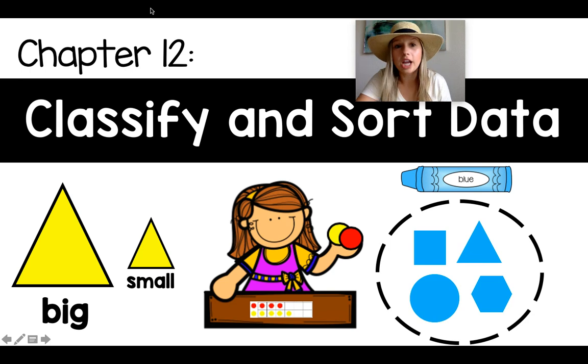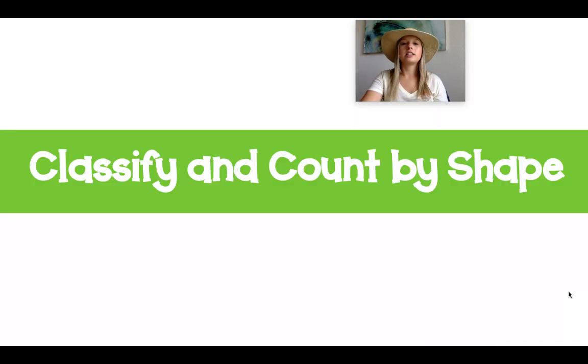We are in Chapter 12, and we're learning all about how to classify and sort data. Yesterday, we were classifying by color. Remember, we used our shapes, and we determined what color they were, if they were red, yellow, green, or blue, and then we sorted them into different categories. Today, we're going to do the same thing, but we're not doing it by color. Today, we're going to classify and count by shape. So what shape is it?